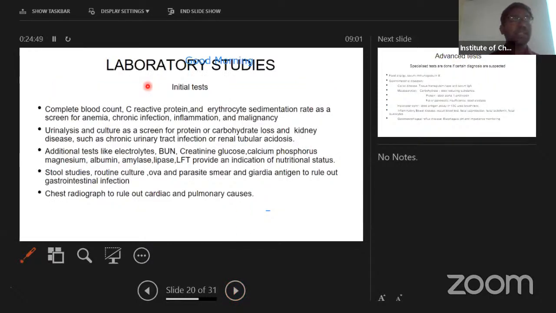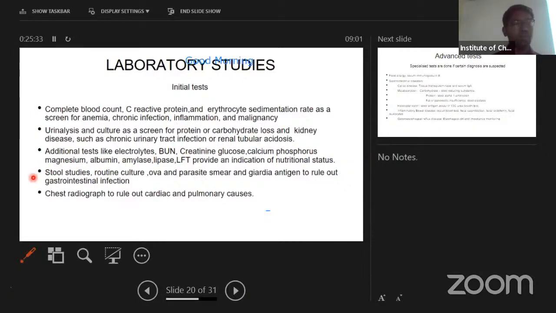In the laboratory studies, the initial study is the complete hemogram, C-reactive protein, and erythrocyte sedimentation rate estimation. These are the primary investigations we have to do. Urinalysis and culture, and urine for protein and carbohydrate, to see if kidney anomalies are there or not. And we have to do electrolytes and creatinine for kidney disease.